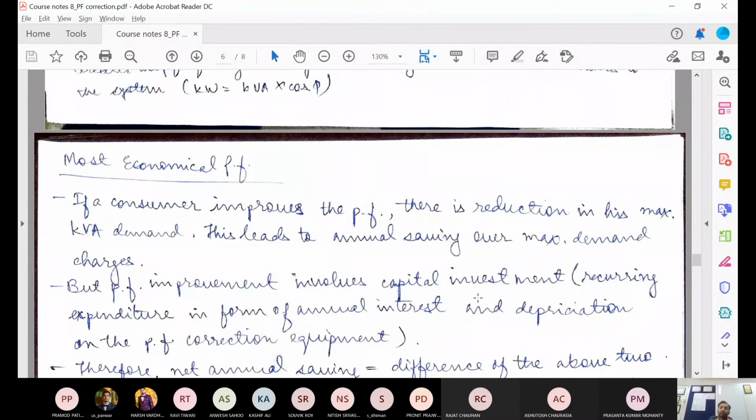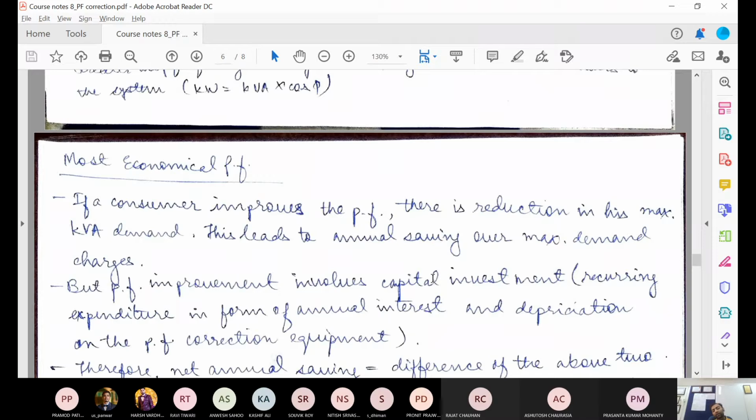And practically, if you look at it, usually this capital investment is made on a loan basis. So there is some interest which you'll have to keep on paying. This capital investment can be equivalently converted into recurring expenditure in the form of annual interest and depreciation on the power factor correction equipment. So whatever is the upfront cost of the equipment.